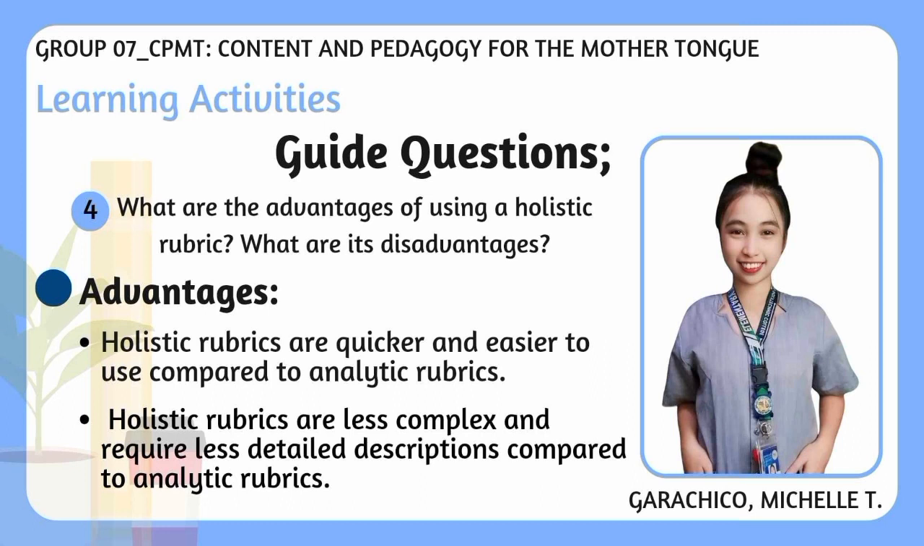Advantages. Number 1, holistic rubrics are quicker and easier to use compared to analytic rubrics. Since nakafocus ito sa overall impressions, evaluators can assess a student's work more efficiently. Number 2, holistic rubrics are less complex and require less detailed descriptions compared to analytic rubrics. This simplicity makes them easier to understand and use for both teachers and students.